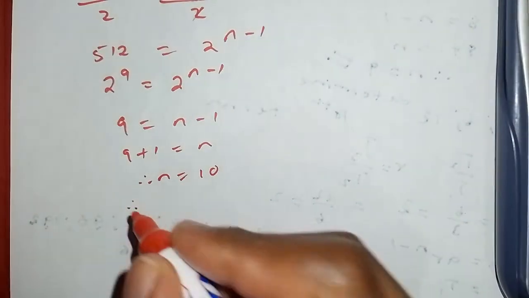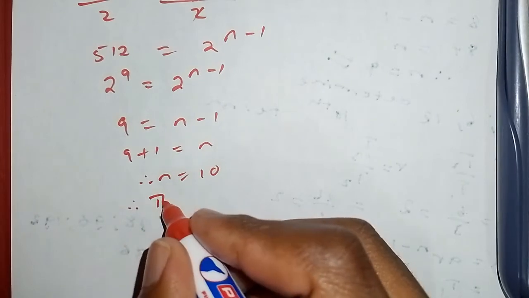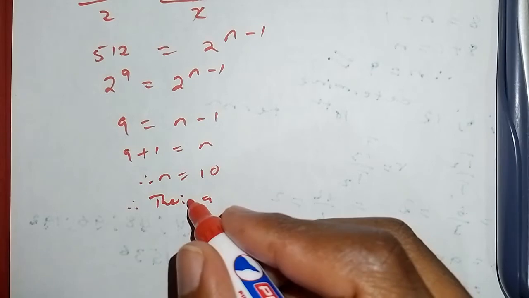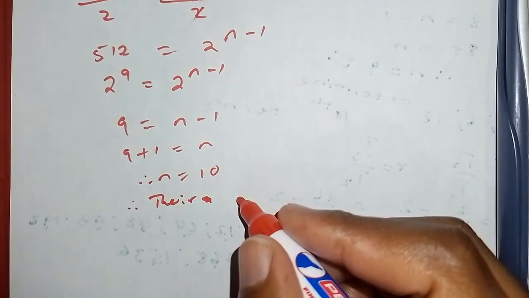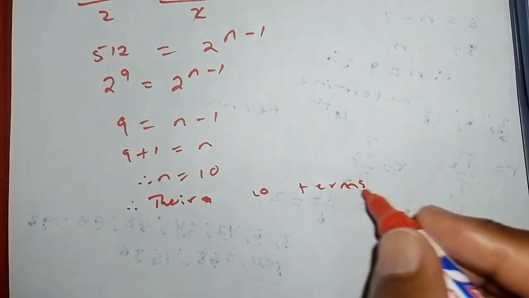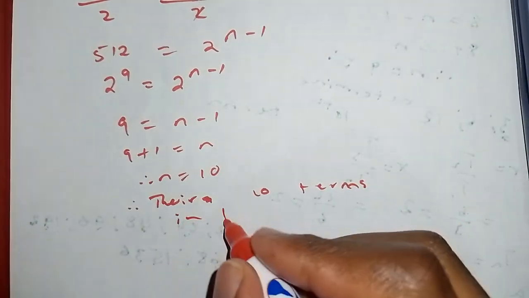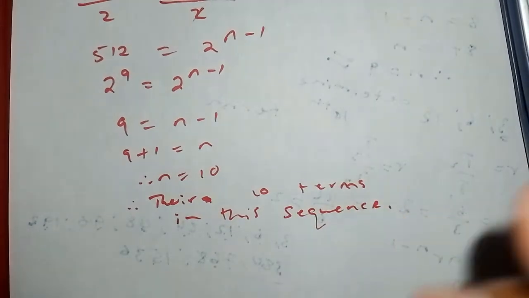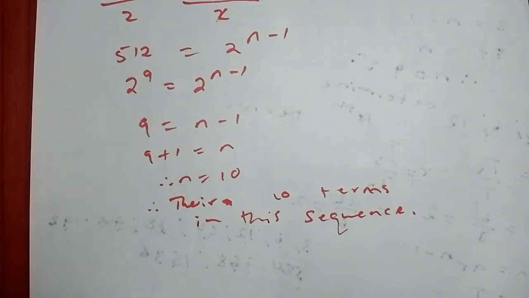Therefore, there are 10 terms in this sequence. Right? We have 10 terms in the sequence.